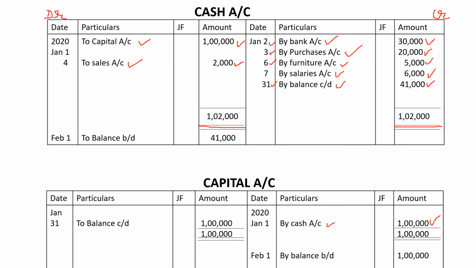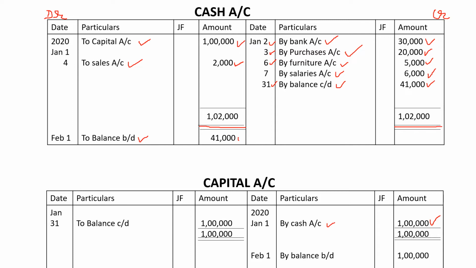Then on February 1st, on the opposite side we have to write it. Here by balance carried down, in credit side we have written, so that we are carrying it forward to February 1st. To balance brought down we have to write, brought down, B bar D, we have to write it.